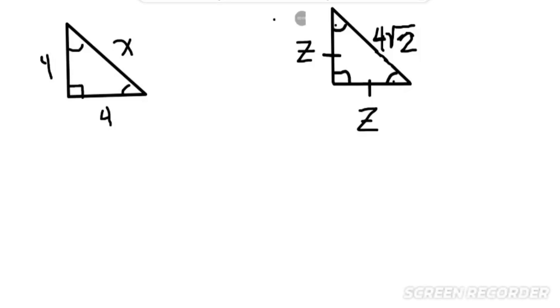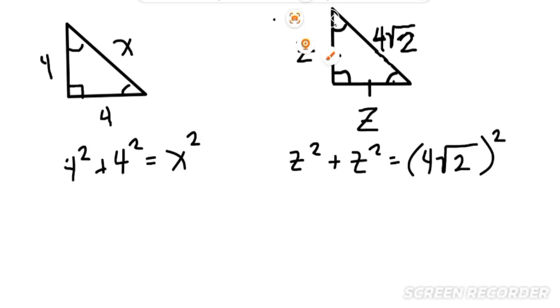45, 45, 90 special right triangles. They're both isosceles, so each one is going to have one pair of congruent sides. We're going to try to find the unknown lengths, which are x and z, and in order to do this, we're going to use Pythagoras' theorem. Which I just set up.